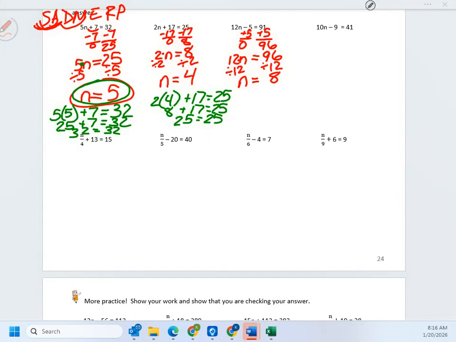So let's now see, does n really equal 8? So we're going to put 8 in there for our n. So 12 times 8 minus 5 equals 91. 12 times 8, who has a calculator out? What's 12 times 8? Jackson? 72 minus 5.